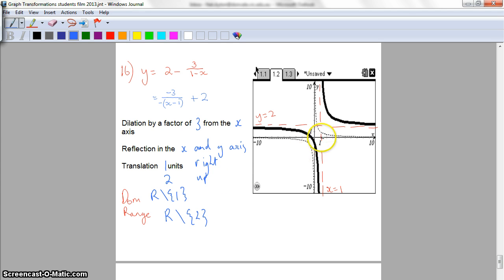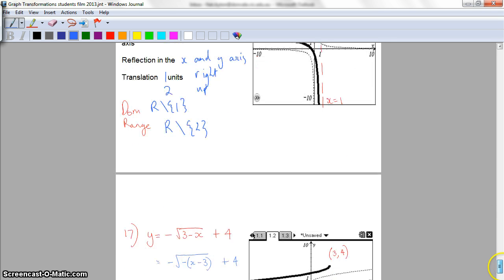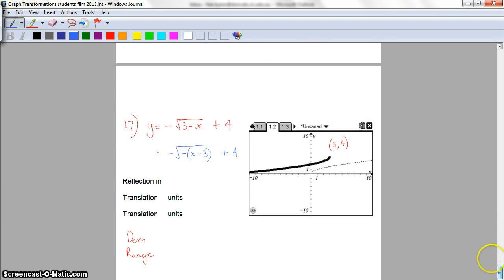Okay, now as you can see, the dotted line's the original and the dark line is the new graph. It's been reflected in both axes, which means it works out to be exactly the same as what it was originally, the same sort of shape. That's not always true for all graphs, but it is true for a lot of them. So this one ends up being the same thing in the end. Let's have a look at this next graph.